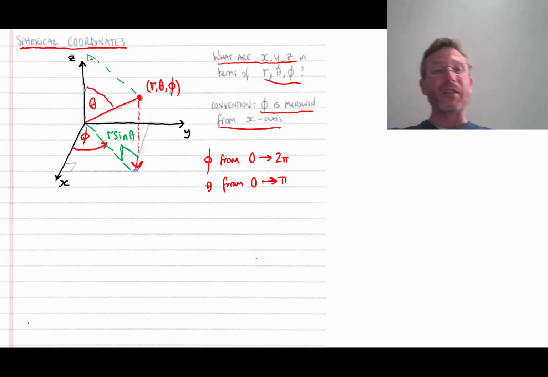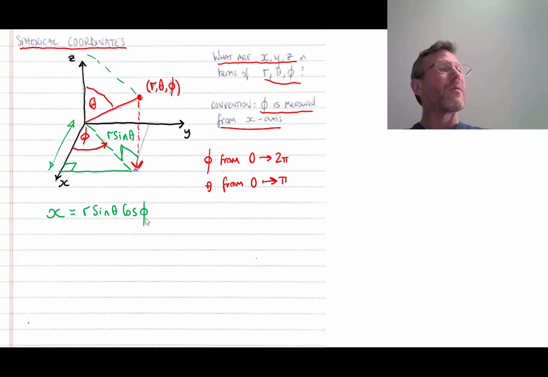So if we want to start to consider what x is, we're also going to think about this now as a right-angled triangle in here, but now the hypotenuse is r sine theta, and so the value of x, of course, which is this distance in here, is the line that's adjacent to the phi value. So we're going to have x being equal to r sine theta multiplied by cosine phi. So that makes sense.